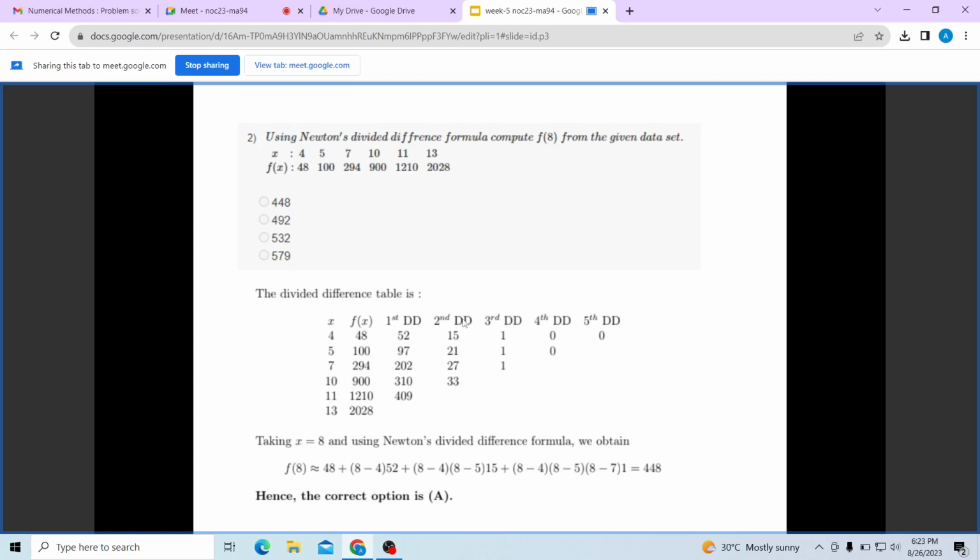Now to calculate the second divided difference, you will take the elements in the first divided difference column. Here I will get 15. Just subtract 52 from 97, that is 97 minus 52, and divide by the difference of the x values. These two terms correspond to 4, 5 and 7, so for the second divided difference you subtract 7 minus 4. So 97 minus 52 upon 7 minus 4 will give you 15.